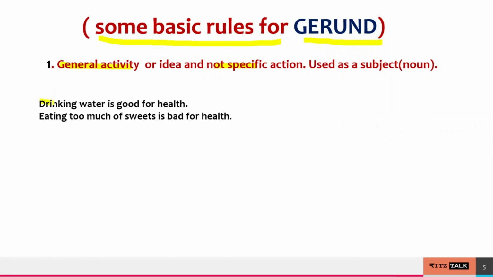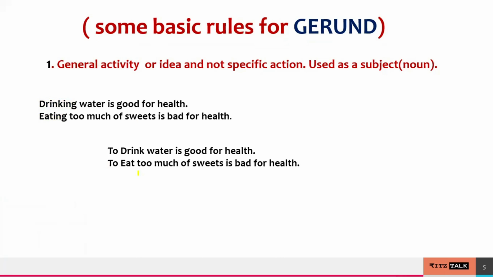So here drinking is a gerund. Drinking water is good for health. पानी पीना स्वास्थ्य के लिए अच्छा है. So here drinking is acting as a subject. Eating too much of sweets is bad for health. Running 1 mile every day is good for health. Speaking slowly is good for your communication. So this type of thing, which is a general activity or idea, is explained through gerund.